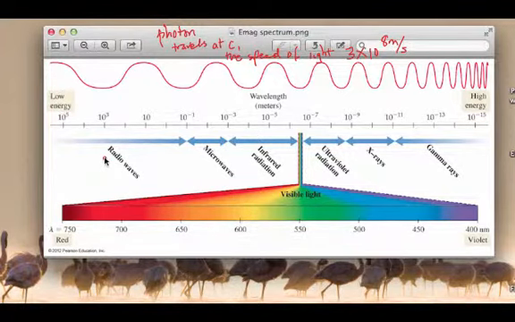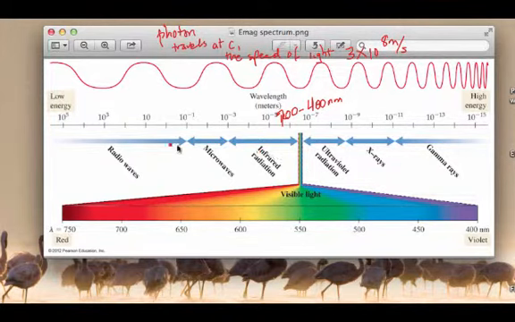You should know these. Radio waves have long wavelengths and low frequencies, microwaves, infrared radiation. Visible light is this narrow band of, and know this also, 700 to 400 nanometers is the wavelength range of the visible region. Ultraviolet radiation, X-rays, and gamma rays.